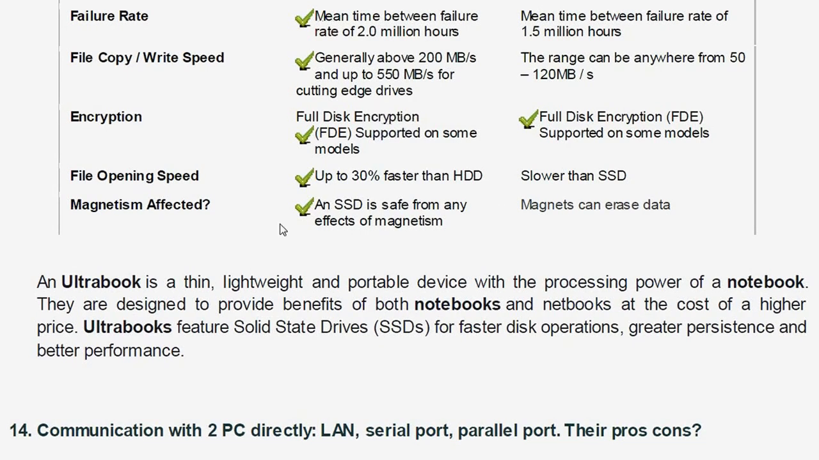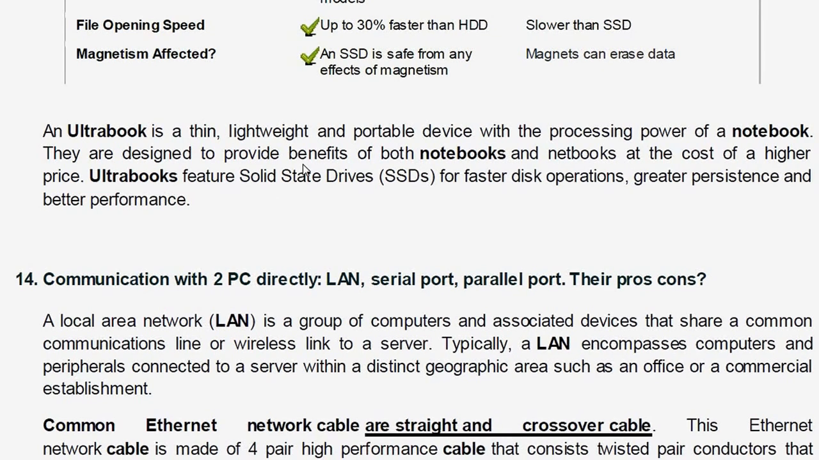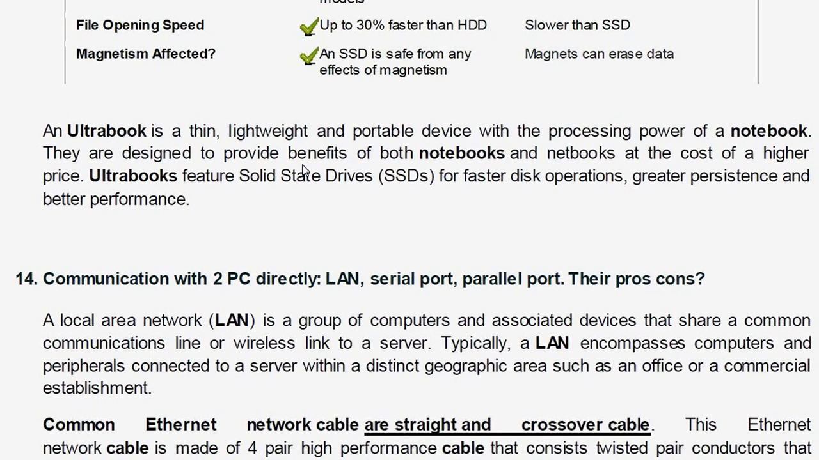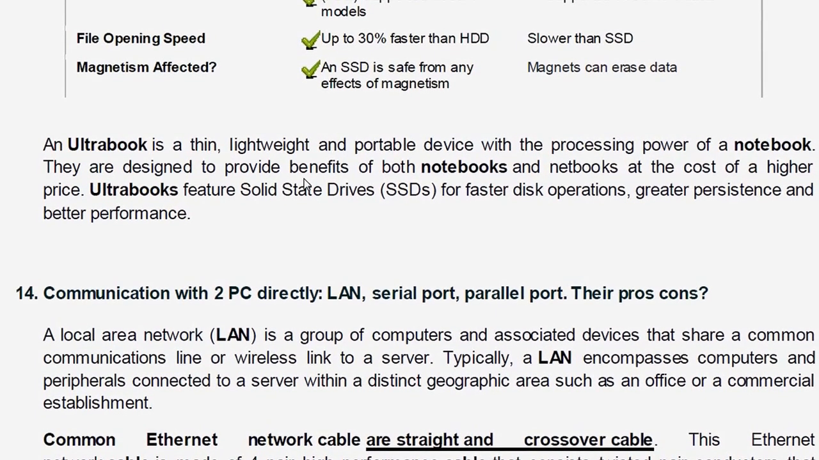And magnetic effect, since SSD stores the data in microchip, there is no effect of magnetism, whereas in case of hard disk, a magnet can erase the data. Next is ultrabook. An ultrabook is a thin, lightweight portable device with processing power like a notebook, and it uses solid state drive as secondary storage. So ultrabook is faster in terms of disk operation, has great persistence and better performance.